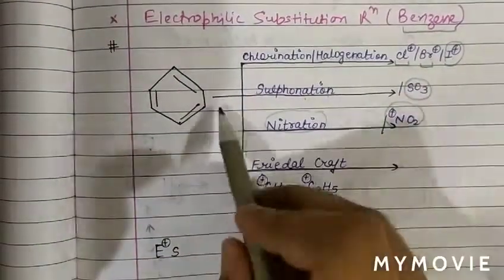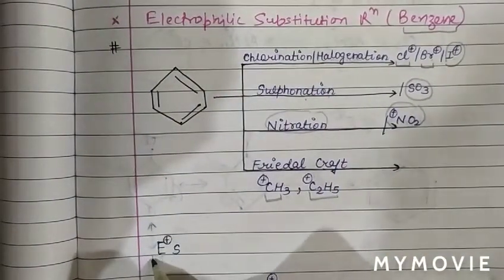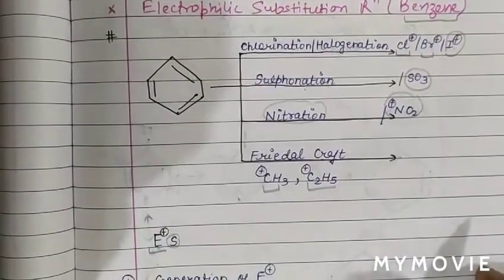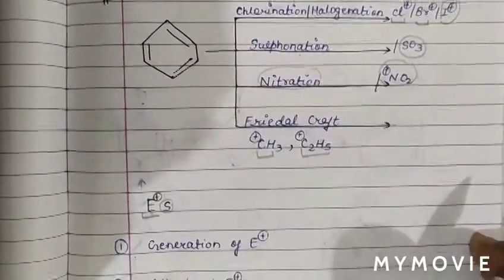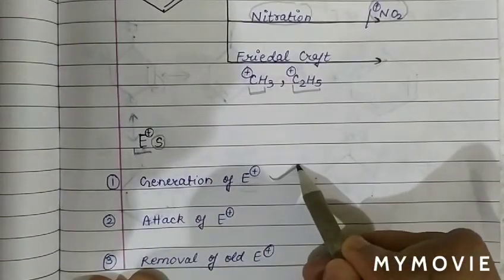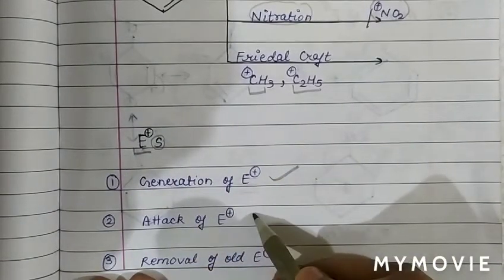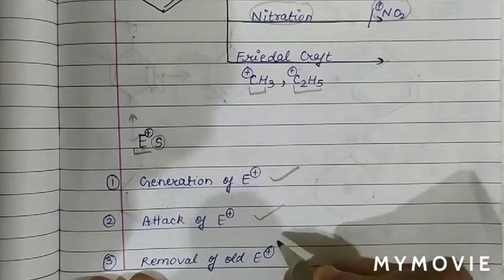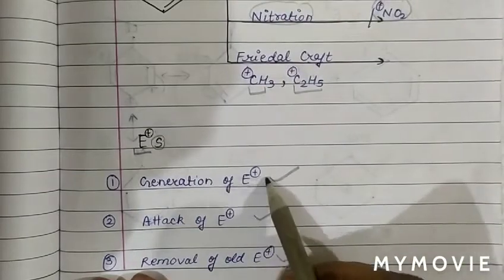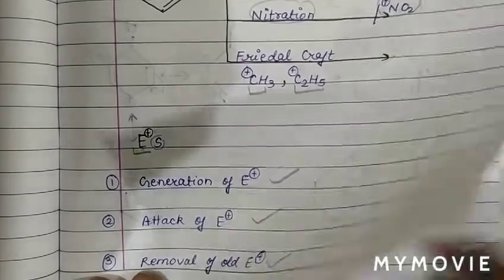Because this reaction is an electrophilic substitution reaction, we may also say E plus, S: electrophilic substitution. Now see the steps followed in the electrophilic substitution reaction. The first step is generation of electrophile. The next step is attack of electrophile, and the next step is removal of old electrophile. So three steps we will follow: generation of electrophile, attack of electrophile and removal of old electrophile.